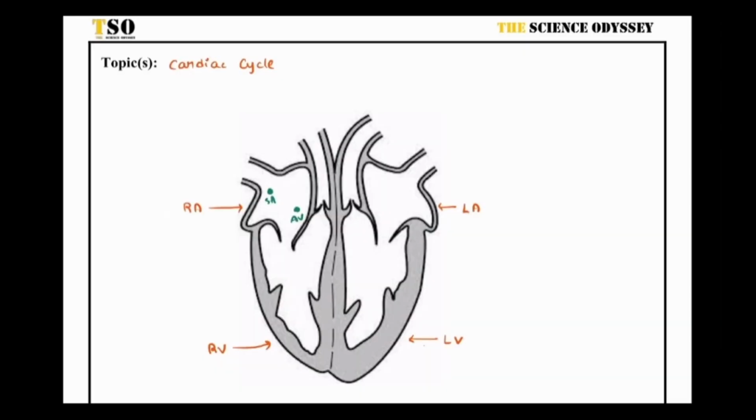All right, so let's look into the cardiac cycle of the human heart. Now, to start off with the cardiac cycle, let's consider that all the four chambers of the heart are in relaxed state. And for this relaxed state, we have a particular terminology. We call it the joint diastole.